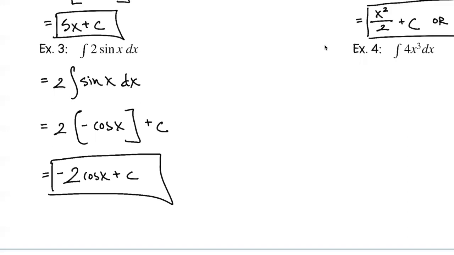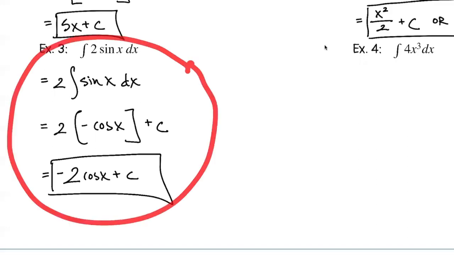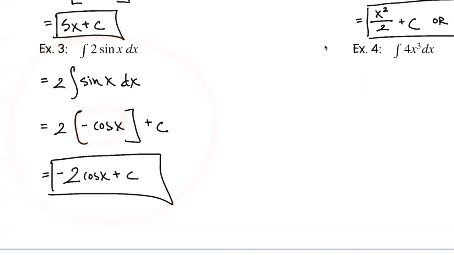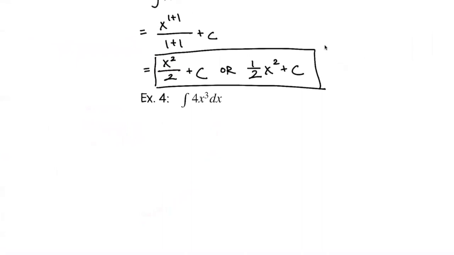Okay. Now, this is a really good example of, like, if you're sitting here scratching your head, like, how did she know that it was going to be negative cosine x? Well, the reason I knew that is because I know my derivatives really well. Okay, so the more you know your derivatives, the easier it is to find your antiderivatives. All right, let's take a look at example 4.